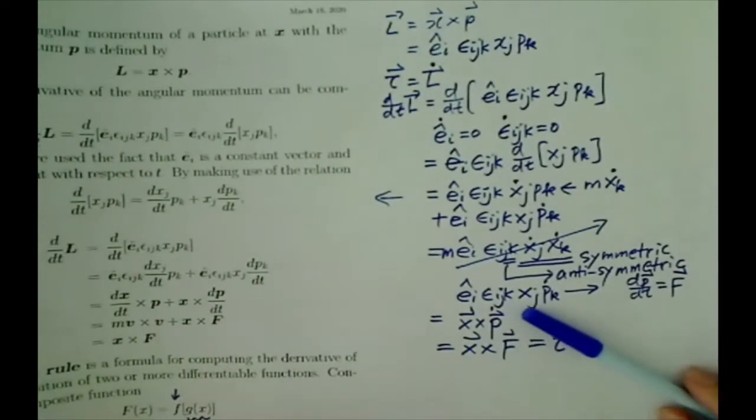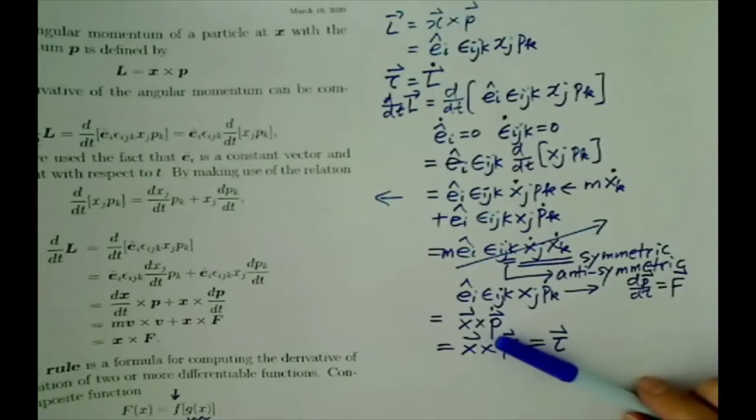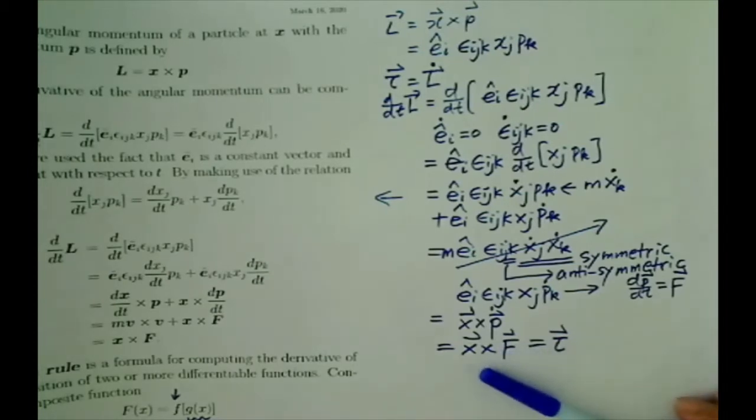So the only remaining non-zero piece is e_i hat, epsilon ijk, xj, pk dot. pk dot is the time derivative of linear momentum. That is actually the force. So this is x cross p dot. p dot, by Newton's second law of motion, is a force. So x cross F is the torque.